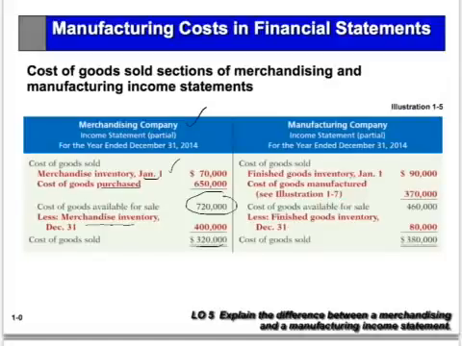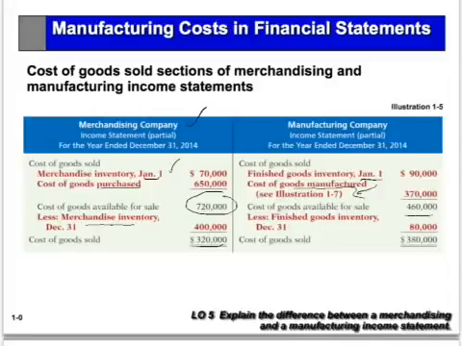For a manufacturer, though, the cost of goods sold starts with the beginning finished goods inventory for the year. Add to it the cost of goods manufactured. Now this is a new financial statement which we will discuss shortly.